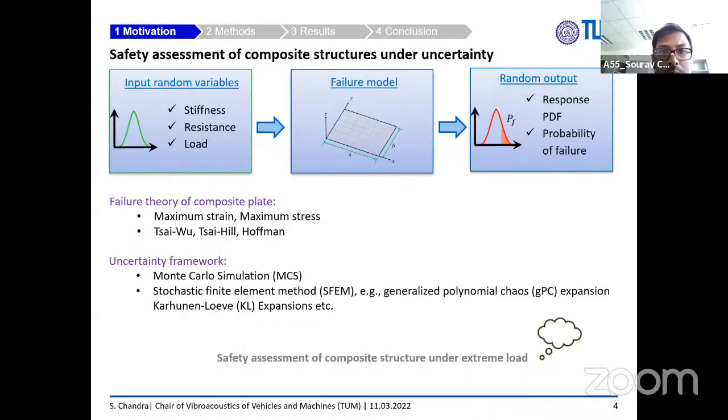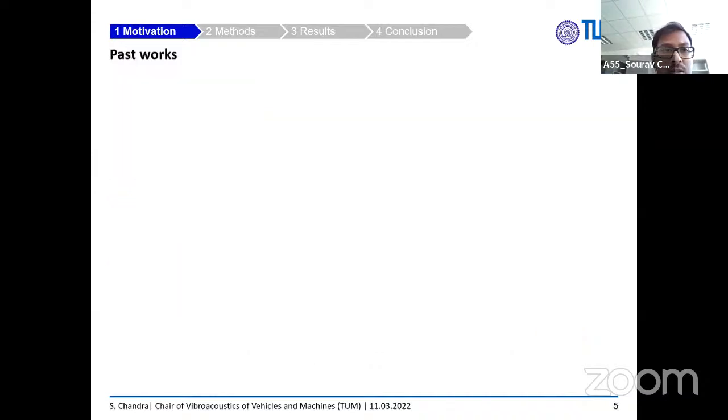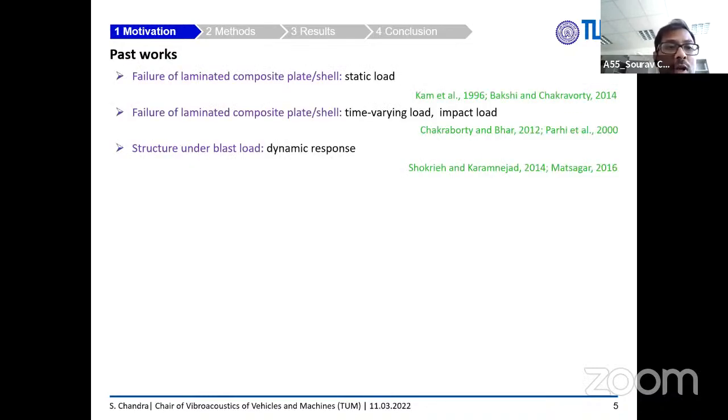So considering this fact, this work basically wanted to assess the safety of a composite structure based on an extreme event like blast. So it is good to know the past work. There are some studies available, obviously, on the failure of the laminated composite plate and shell due to static loading. Also, there are a few studies available on failure of a laminated composite plate due to time varying load, impact load, etc. And also there are some studies available for the composite plate or sandwich plate on the dynamic response. But all these studies are basically deterministic studies.